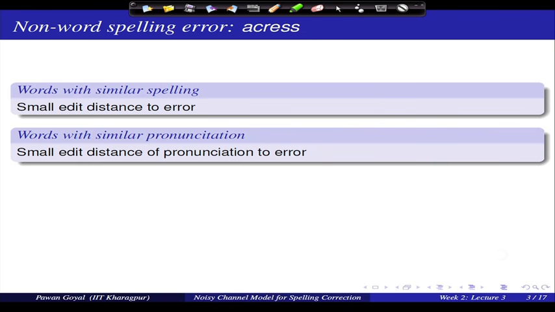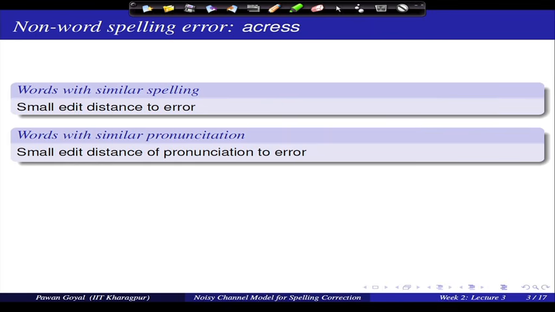So we are talking about non-word spelling errors. What do I mean by non-word spelling errors? A word that is not in the dictionary or my vocabulary, and I know this might be a misspelled word. Suppose I have taken the word here, actress. Okay, so actress is not in the dictionary. It can be actress, across, or whatever, but we do not know. So this is the observation that we made.